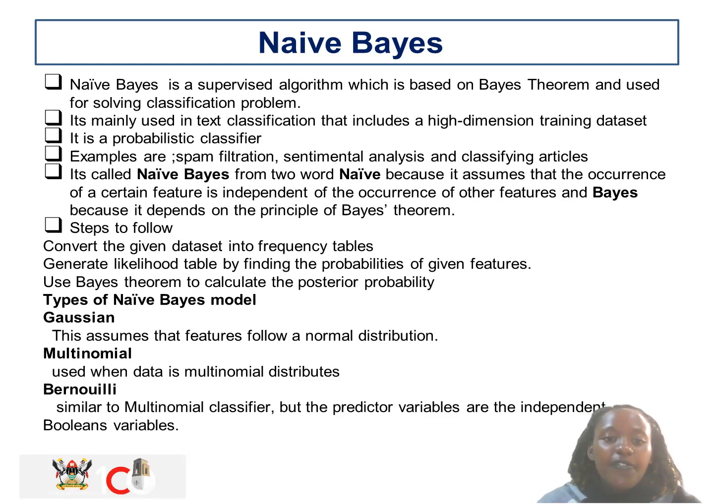There are many types of Naive Bayes: the Gaussian, multinomial and binomial. The Gaussian assumes that features follow a normal distribution, so we do not expect values like continuous ones. The multinomial is used for data that is multinomially distributed. And the binomial is similar to the multinomial classifier, but the predictor variables are independent binomial variables.